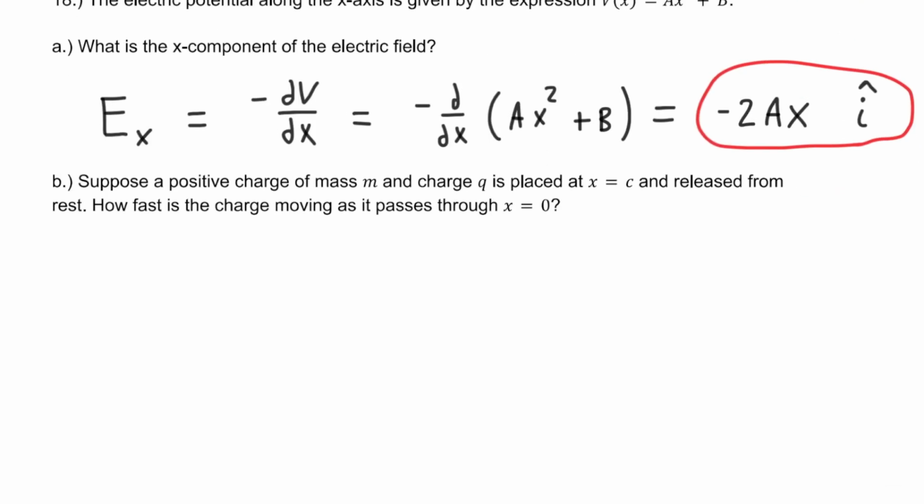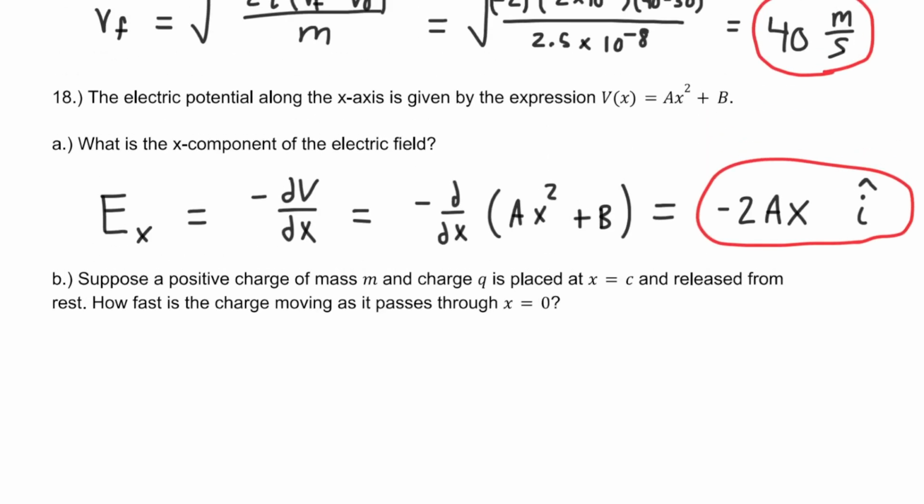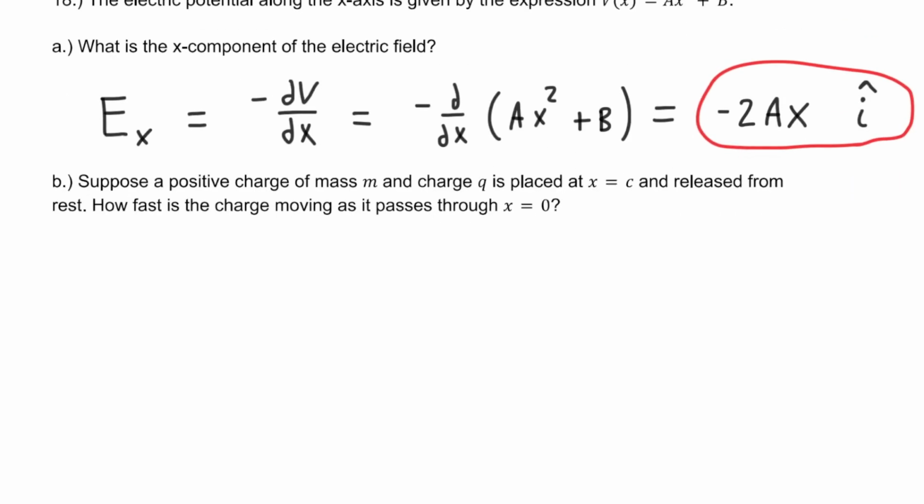Suppose a positive charge of mass m and charge q is placed at x equals c. How fast is the charge moving from rest after it passes through x equals 0? So I'll actually use the same technique as in the last problem, where we'll use the fact that the change in kinetic energy has to be opposite the change in potential, which would be negative q times delta V.